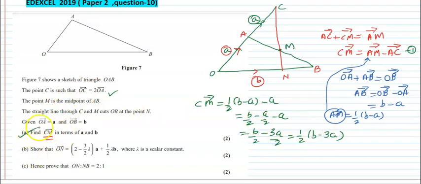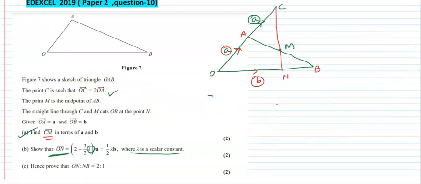Okay, now for part B, they are saying show that ON is 2 minus 3 by 2 lambda. So here a new scalar is coming, lambda, so we need to consider lambda. We can't consider any other scalar, where lambda is a scalar constant. So this is what we need to show for ON. Okay, so let's do this part now.